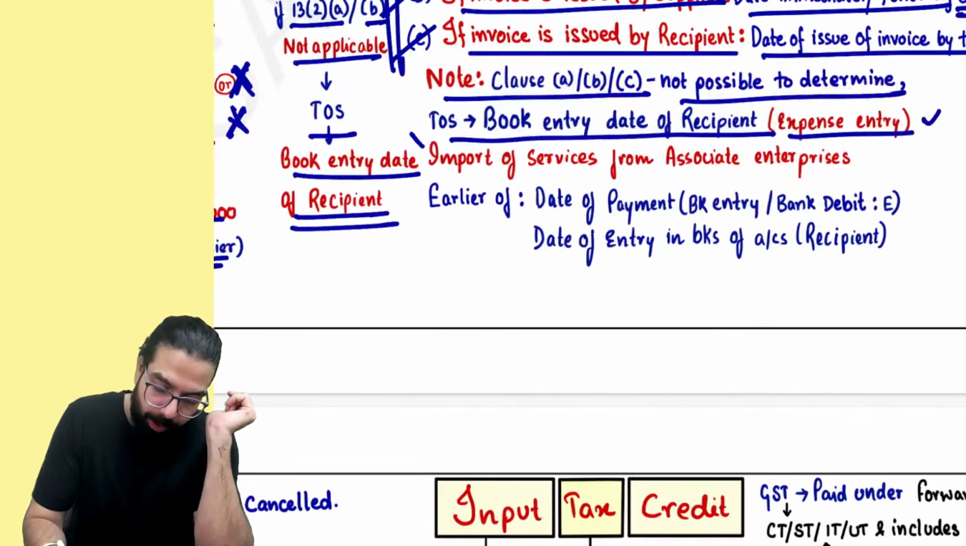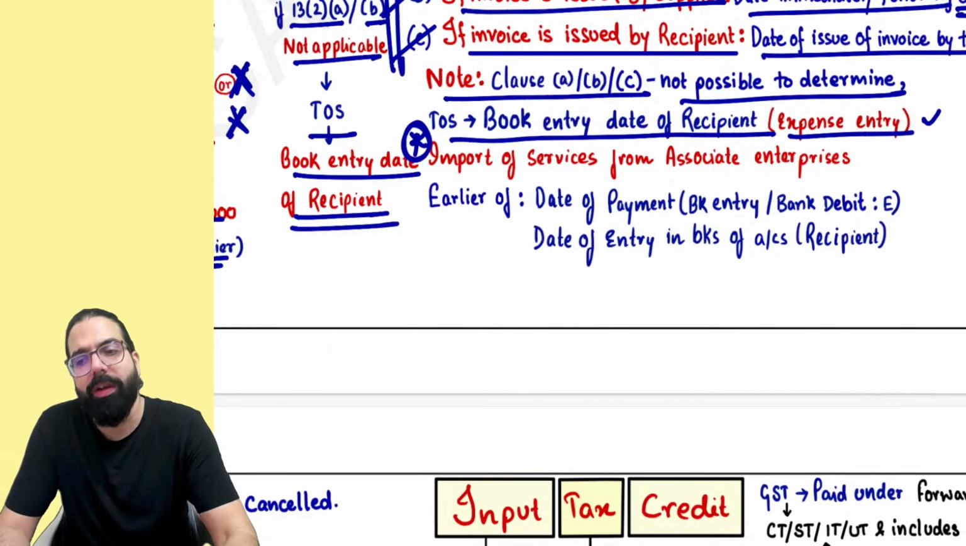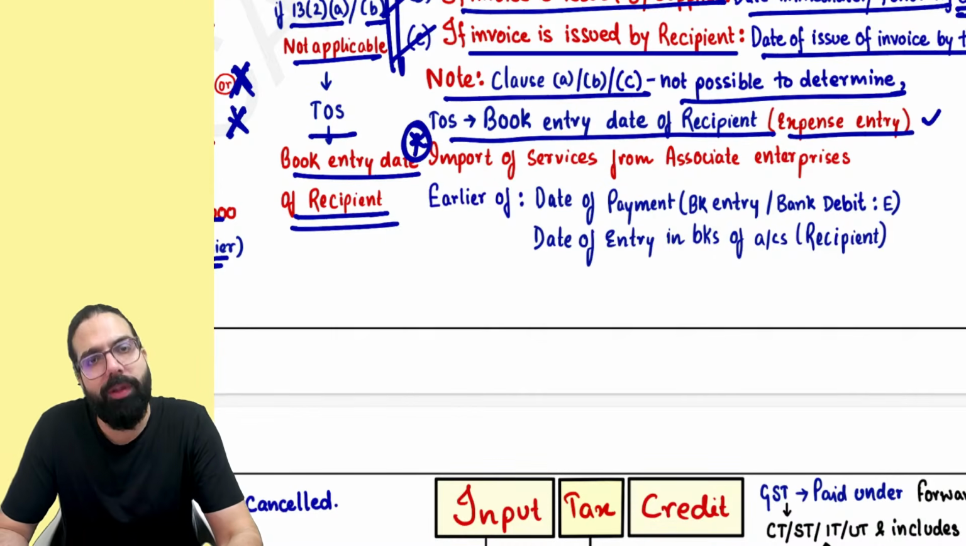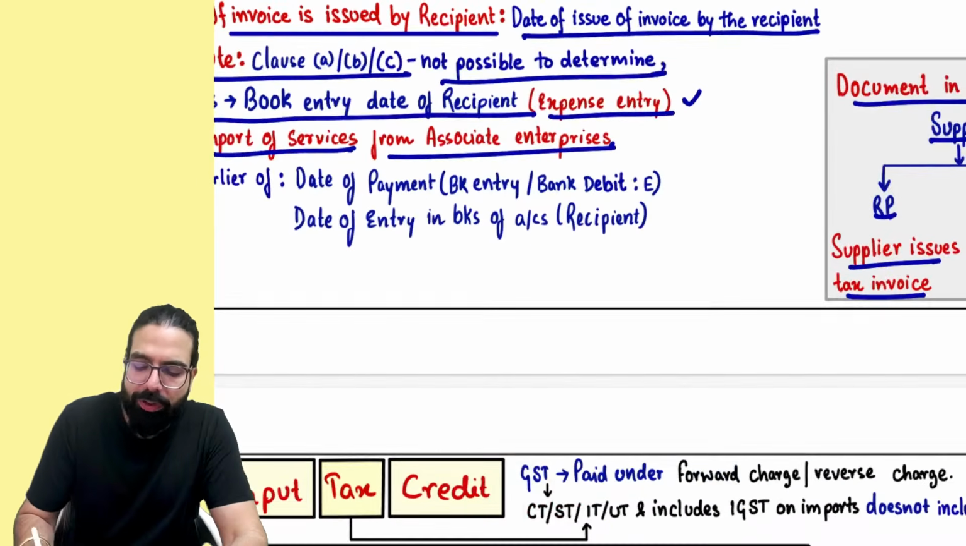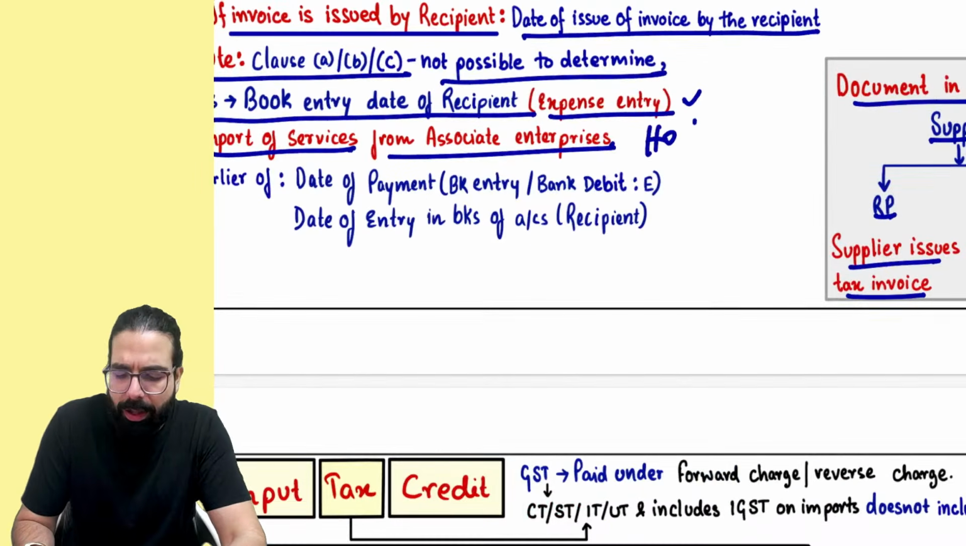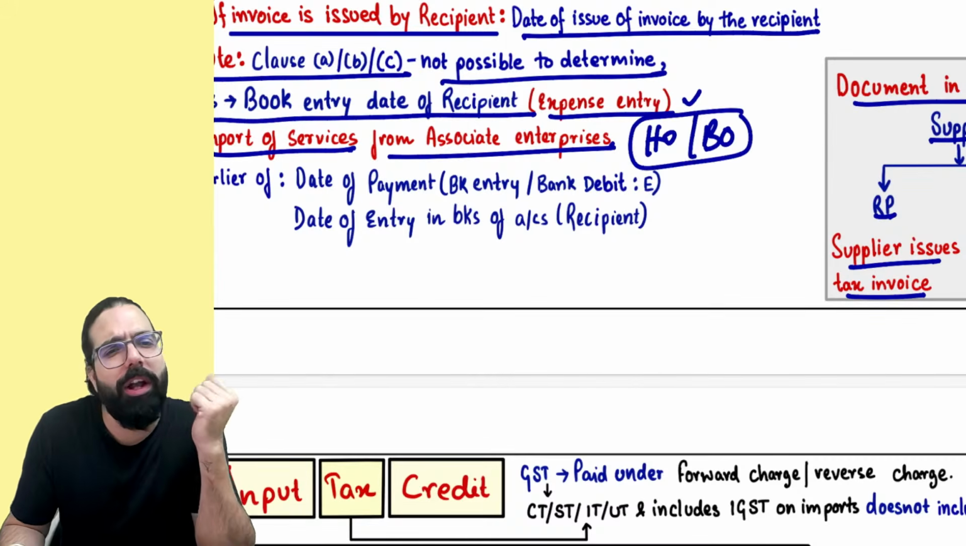Now, here one point is there which talks about importation of services. What does it say, everyone? It says importation of services from associate enterprise. Associate means your head office which is outside India, your branch office which is outside India. All these people are your own people outside India. Those are basically your associate enterprise.